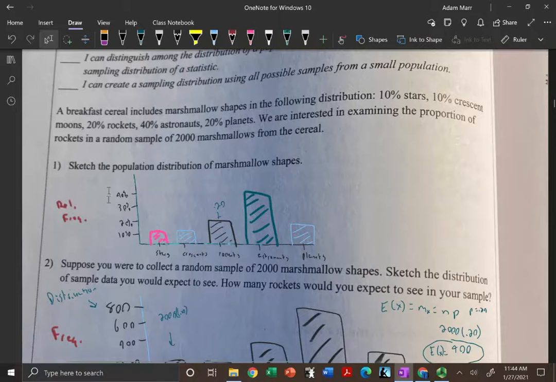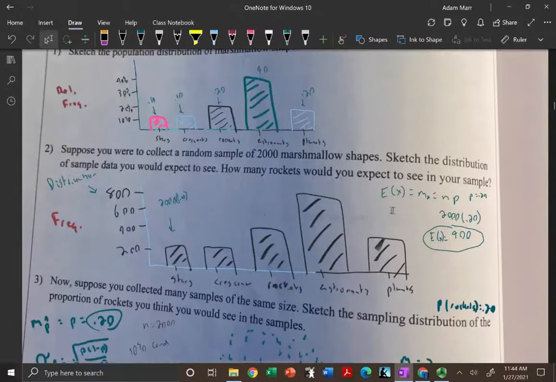All right, the relative frequencies on the Y and the actual types of marshmallows are on the X-axis right here. And I just basically used all this data right here, 10%, 10%, 20%, 40%, and 20% respectively. All right. If you want to label them, you can if you want. Okay, it's up to you. Okay, no problem. So let's go to the next one.